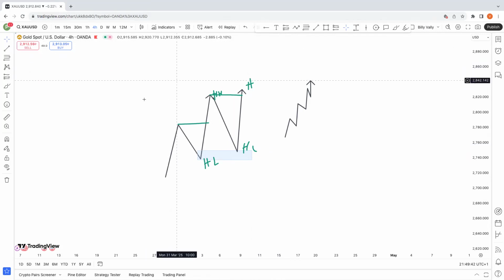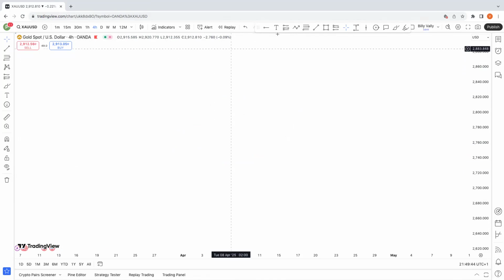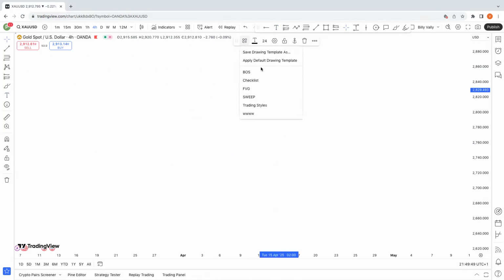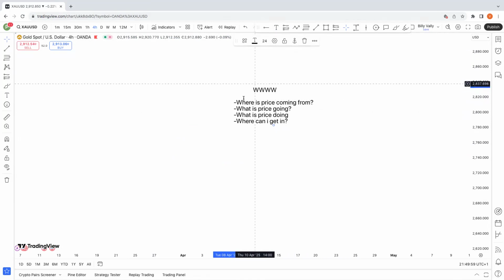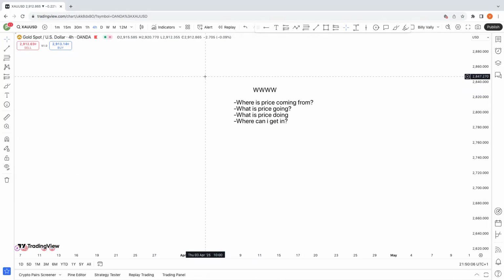Now, there are a few things you would want to consider as a swing trader, right? You would want to have a checklist for your trades, right? Because if you don't have a checklist, since you're actually holding this trade for a very long time, there is a need for you to have these questions answered, right? You need to have these 4 questions answered.